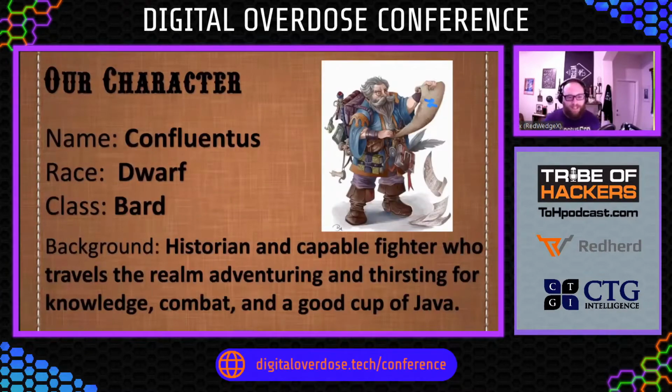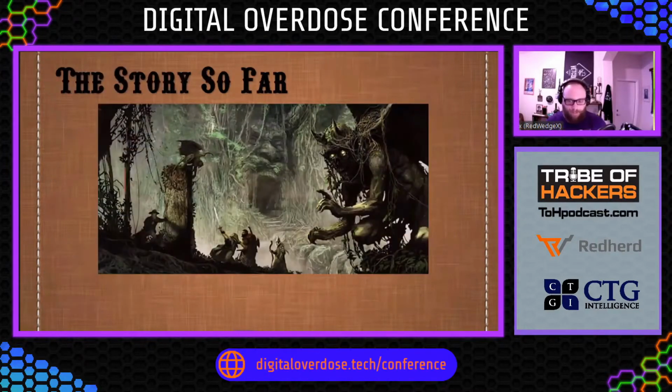His name is Confluentus. He is a dwarf bard, historian, and capable fighter who travels the realm adventuring and thirsting for knowledge, combat, and a good cup of Java. So I'm going to go ahead and take off my InfoSec presenter hat and put on my Dungeon Master hat and introduce our story so far.